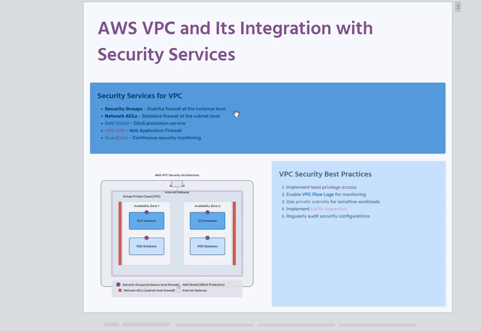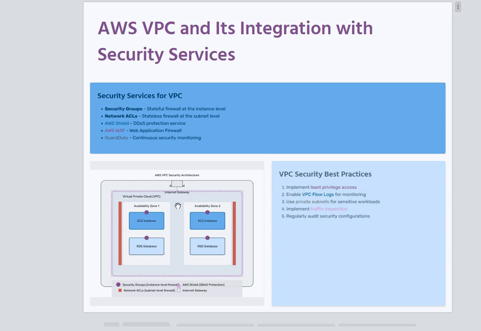So, VPC security best practices. Implement least privilege access, so users get least privilege access. Enable VPC flow logs for monitoring. Use private subnets for sensitive workloads. Implement traffic inspection: if you think your traffic needs to be inspected, you can send it through a firewall or something similar, then log this traffic and regularly audit security configurations, right?